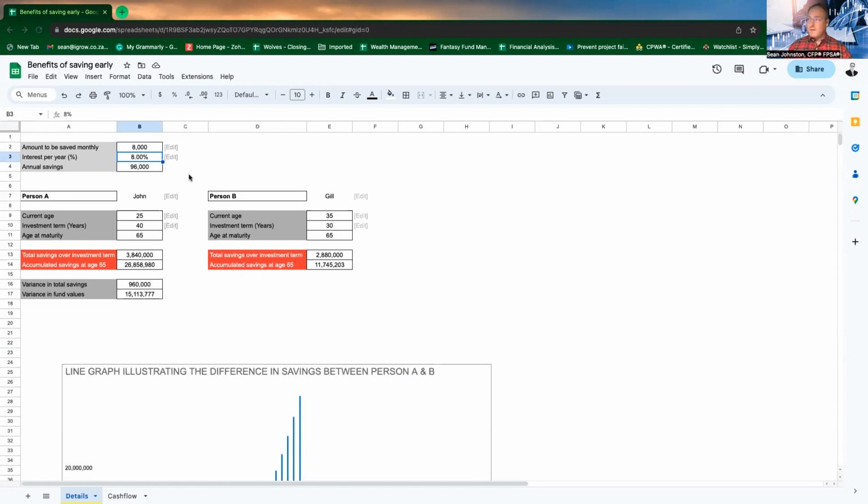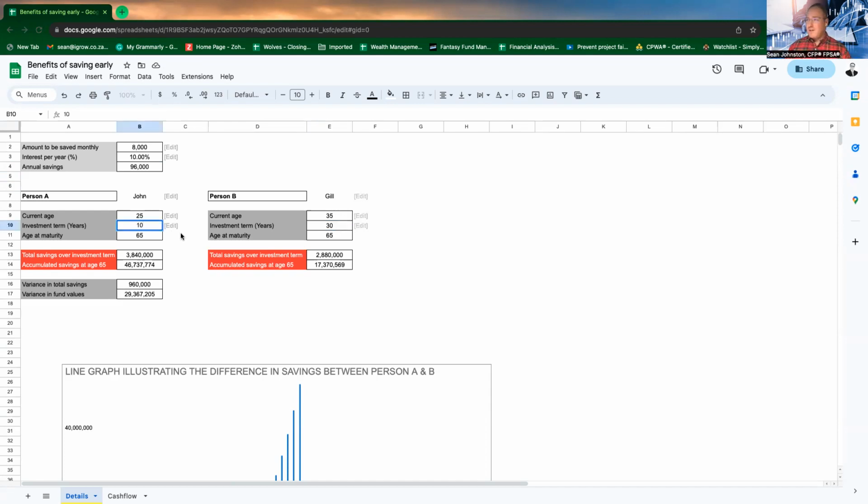The growth rate, or the capital growth, or interest, if you want to call that, we're going to say is 10% compounding annually. And the annualized savings is just basically 8,000 times 12. John's 25, Jill is 35. The investment term is 40 years. And 30 years. The reason why you can change this is because it doesn't have to be till retirement.